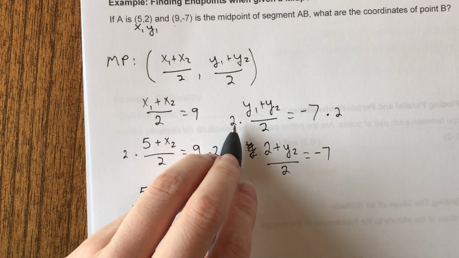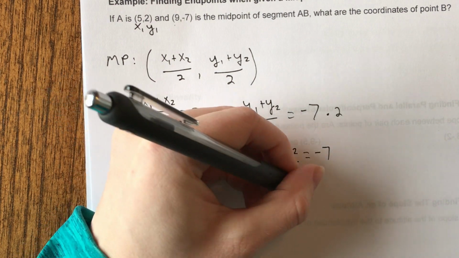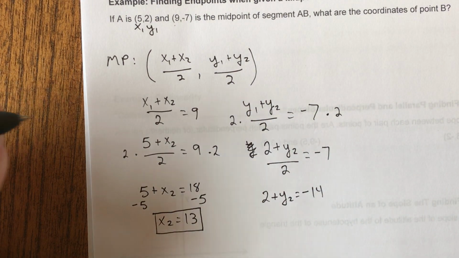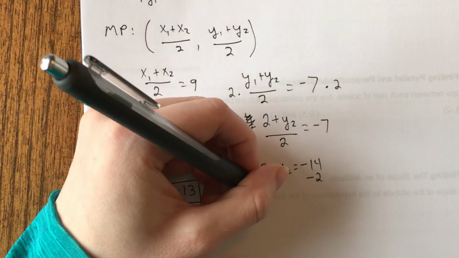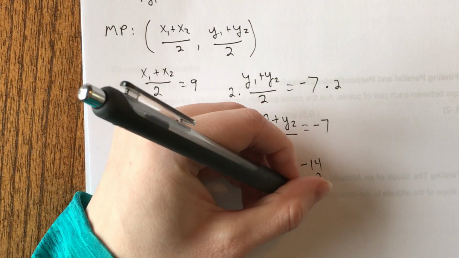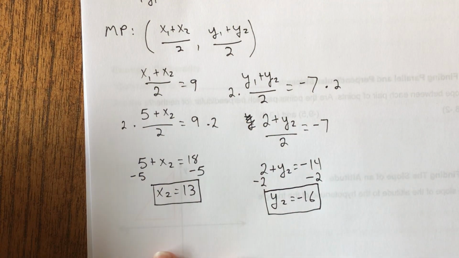And then, like we said, we're going to multiply both sides by 2. So 2 plus y2 equals -14. And then we will subtract 2 from each side. And we get y2 equals -16. So the y coordinate of our second point is -16.